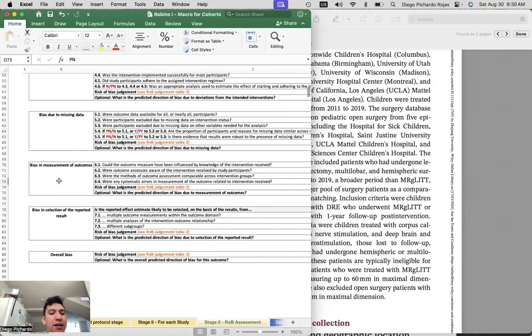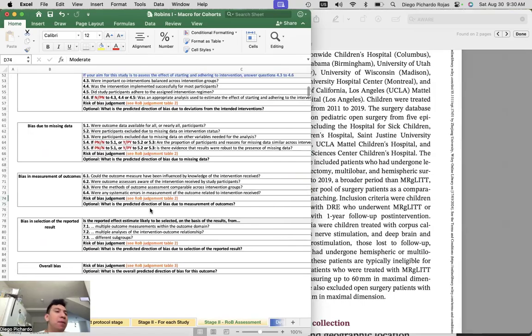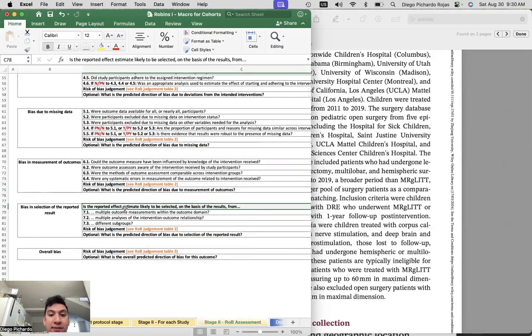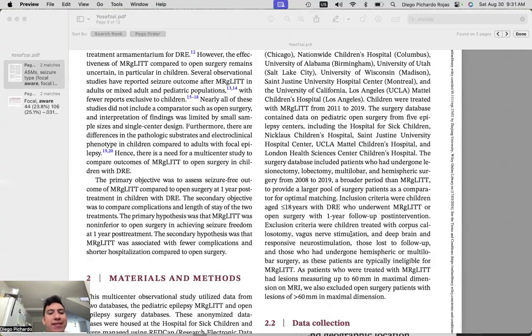Probably not. All right. And at the end, what is the risk of bias? We have two yes, so we are going to put moderate. All right, there is a moderate. But even though they weren't blinded, if this study had blinding, it would be perfect, but it doesn't have any sort of blinding, all right? So, bias in selection of reported results: is the reported estimate likely to be selected? So there is a low risk of being selected.